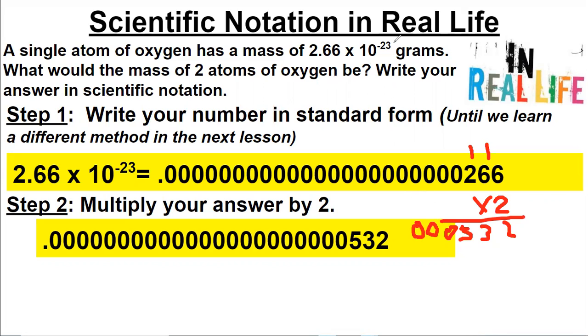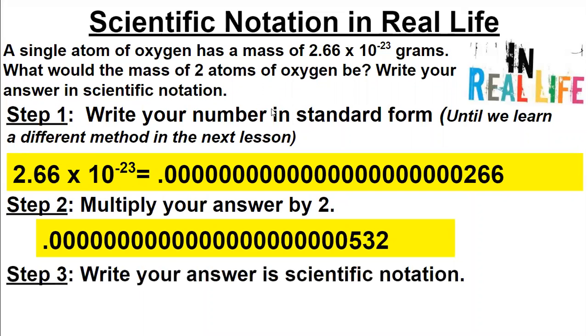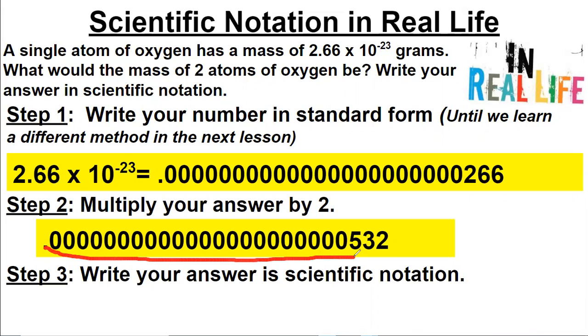So let's clear that. And then the next step is to write it back in scientific notation. Well, let's do it together. We're here with our decimal. We need to get it way over where? Right, between the 5 and the 3, because 5.32 is between 1 and 9.99. So we have to count how many jumps that is.